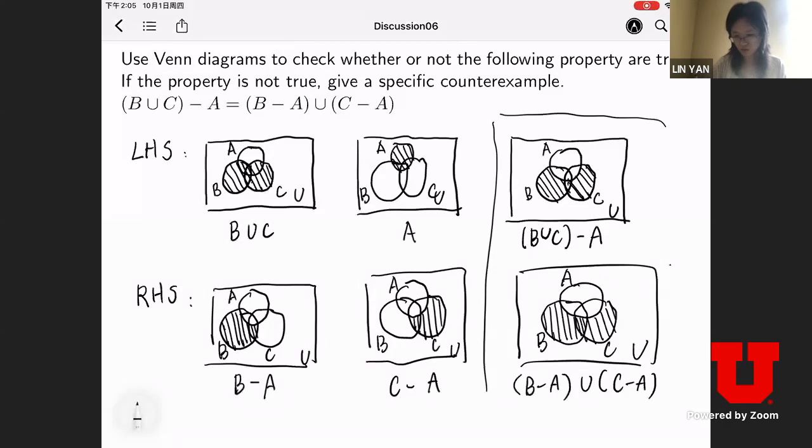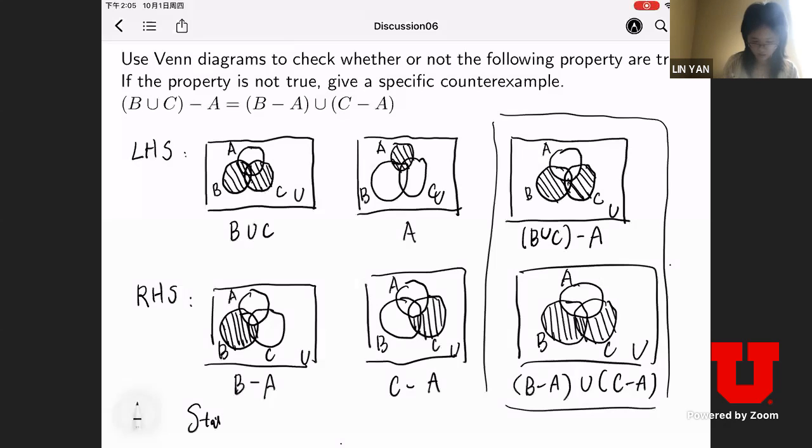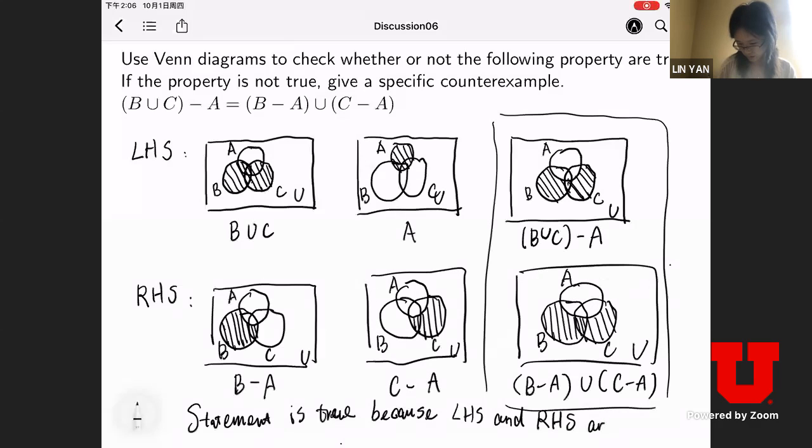Next, we should take a look at these two and reach a conclusion. So we say the statement is true because the left-hand side and right-hand side are equal. We are done with this proof. Any questions so far?